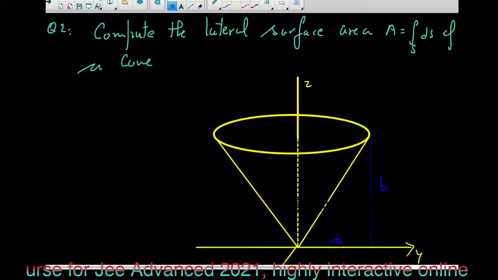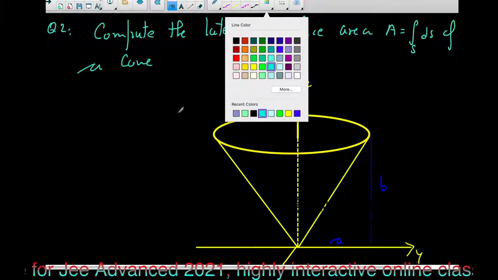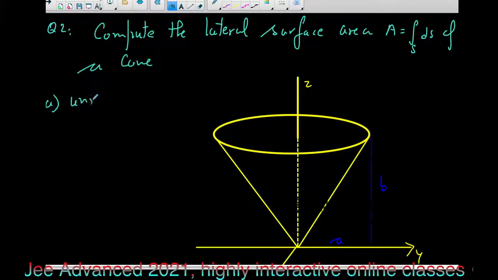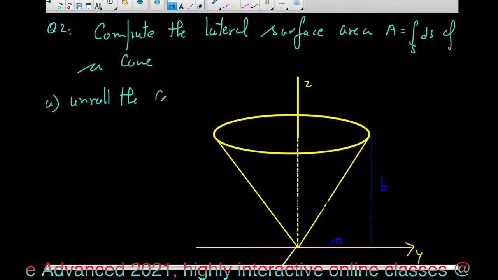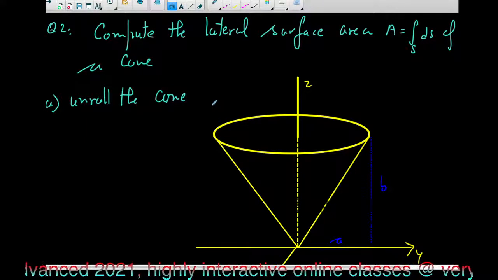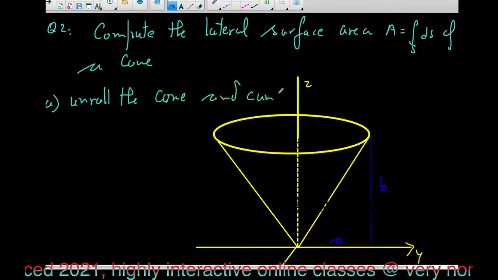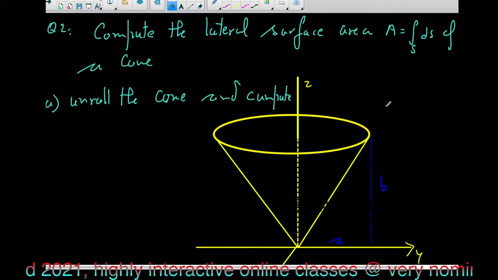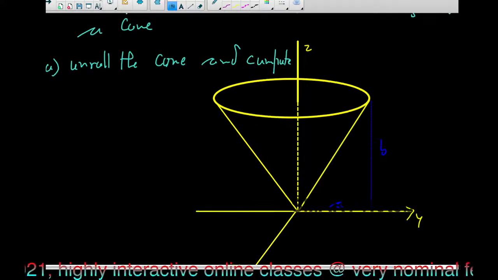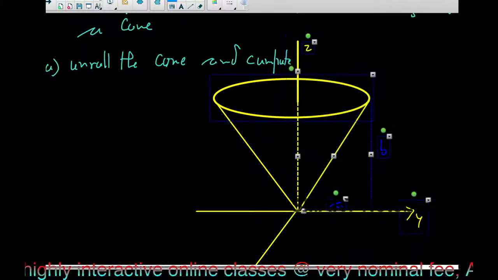And what do you have to do? You have to do this in two different manners. First, part A: you have to unroll the cone and compute the area of the resulting circular sector.